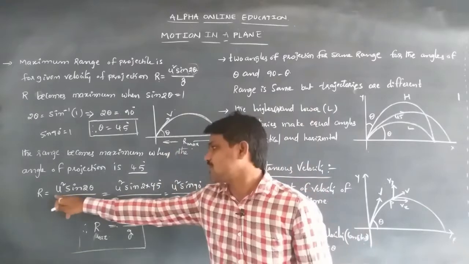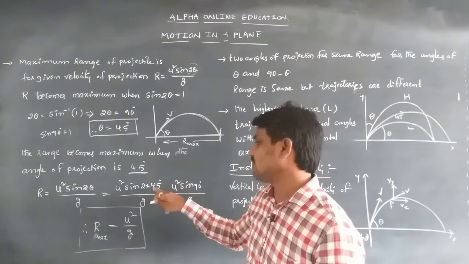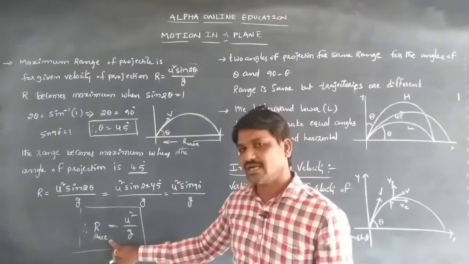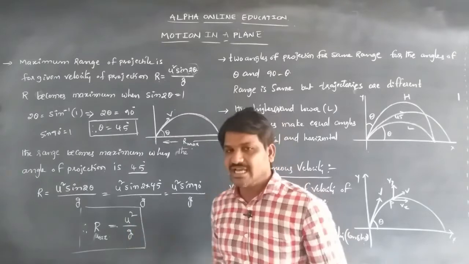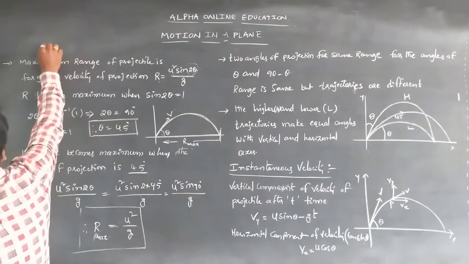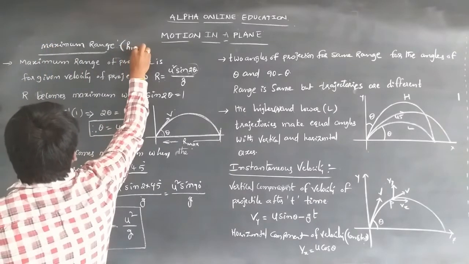So from R is equal to U square sin 2 theta by g, that is U square sin 2 into 45 degrees. By substituting and calculating, we get R maximum is equal to U square by g. This is about the maximum range, R maximum.